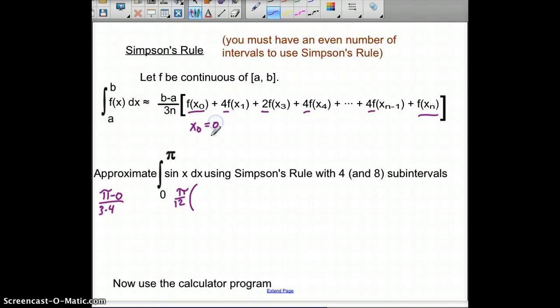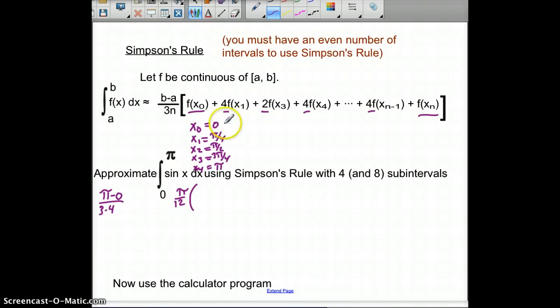X sub 0 is 0. X sub 1, x sub 2, x sub 3. So our width of each interval is b minus a over n, so pi over 4. So x sub 1 is pi over 4. X sub 2 is 2 pi over 4, which is pi over 2. X sub 3 is 3 pi over 4. And finally, x sub 4 is pi.